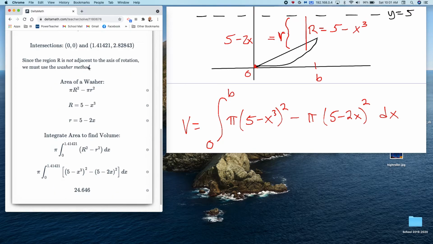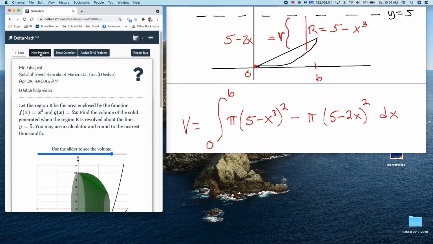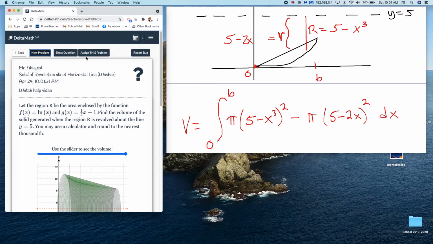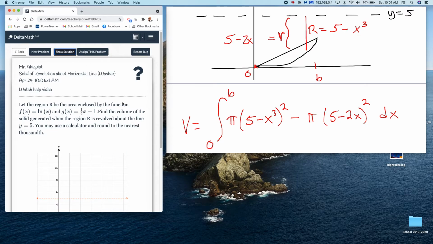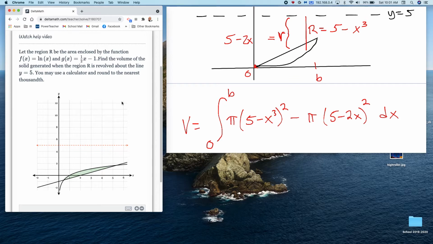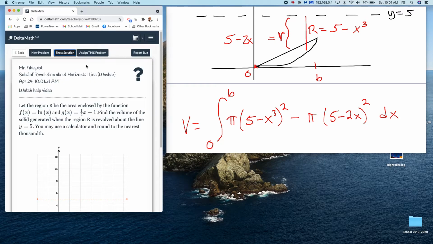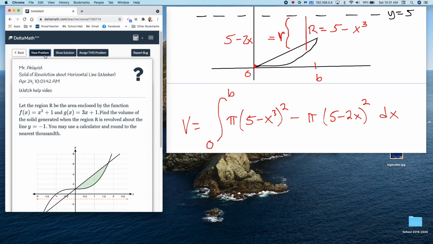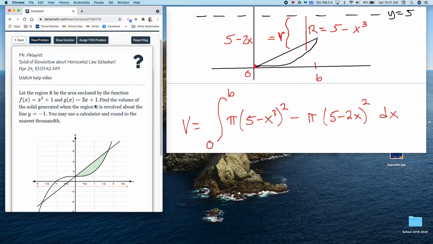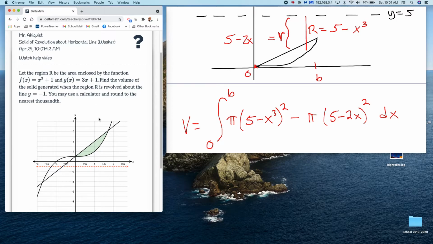Okay, let me show you one more example. See if we can come up with a new example. So let's take something like, let's get a different line. Let's take something like this. Now this one's, the line that we're going to revolve around is down here.